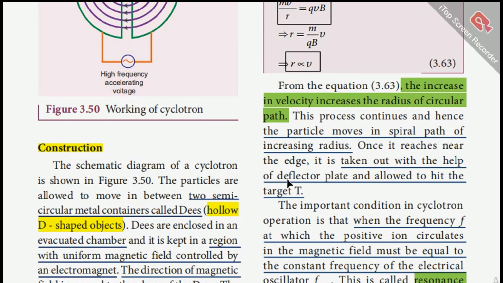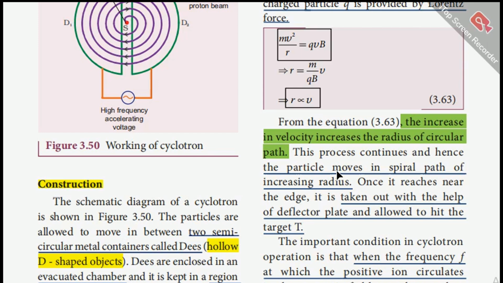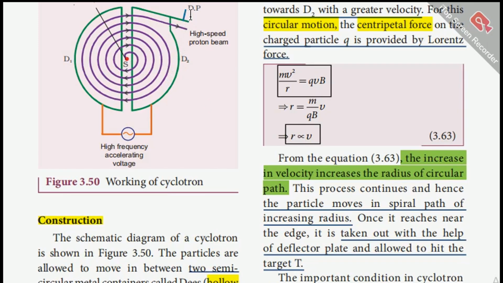Once it reaches near the edge, it is taken out with the help of a deflector plate and allowed to hit the target. So this is the deflector plate DP. Therefore, the ion will be hitting the target with high speed.